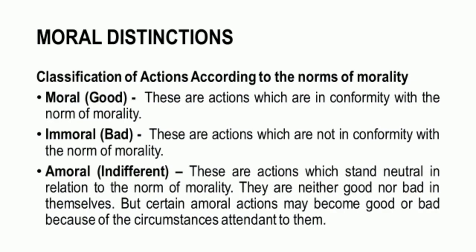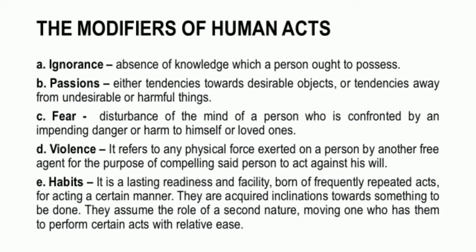Okay, last topic that we have here, the modifiers of human acts. We are referring to the different factors that may alter how human acts are expected. So number one, ignorance. Ignorance refers to the absence of knowledge which a person ought to possess.